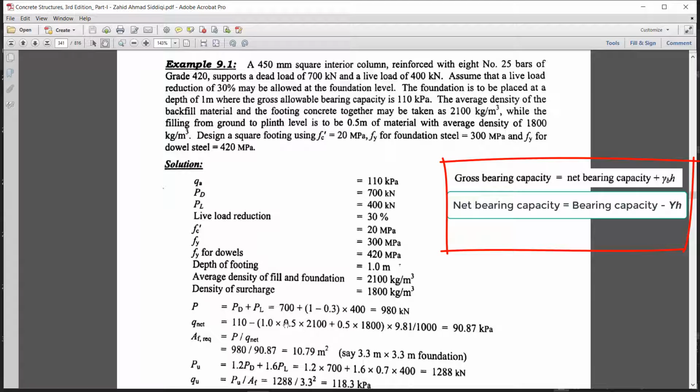That is from foundation to ground level, and from ground level to plinth level, both loads are present. You have to subtract both these. So 110 minus 1 into 0.5. I will explain the 0.5. Here 1 into density means gamma H. Gamma is 2100, H is 1. So that is the load. So here the 0.5 meter surcharge load is 0.5 into 1800.